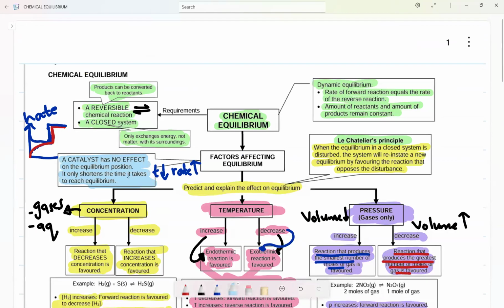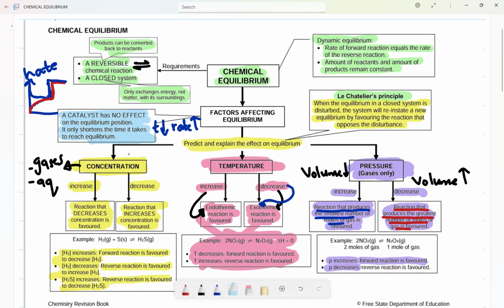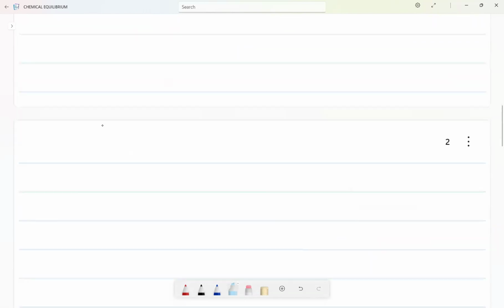I know when you first saw the video, you were like, oh, we're going to be explaining chemical equilibrium by just looking at this diagram, really? But now, can you see that on the same page, only one page, I explained many concepts?